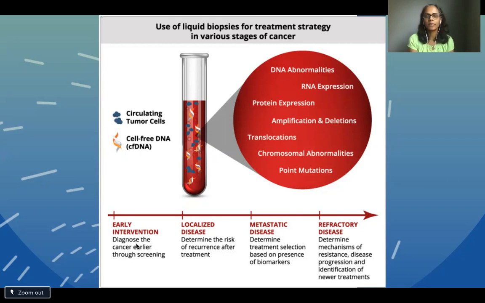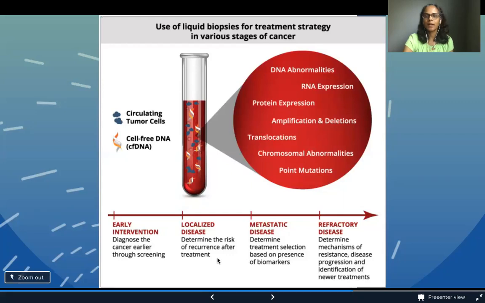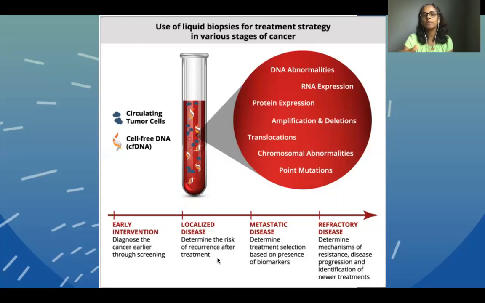say in screening. The other use of liquid biopsies is in localized disease, to determine the risk of recurrence after treatment. And liquid biopsies are also important in metastatic disease because they can enable treatment selection based on the presence of certain specific biomarkers. The other use of liquid biopsies is to see, once you're on a certain treatment, whether there is emergence of resistant clones, and so basically looking at treatment response.